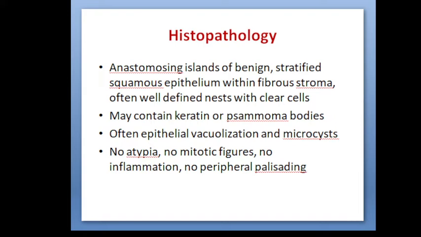Histopathologically, anastomosing islands of benign stratified squamous epithelium within fibrous stroma are seen. They may contain keratin or psammoma bodies, which is very rare. They may show epithelial vacuolization and microcysts, which is again very rare. And an important feature is that there is no atypia, no mitotic figures, no peripheral palisading, and very few inflammatory cells. These are features of ameloblastoma.